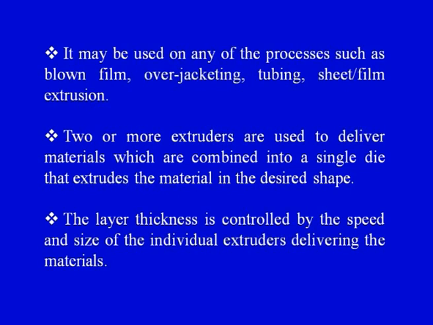In co-extrusion, the base material will have different properties and different functions, and a different material may be chosen for that, and on top of that we have other layers which are co-extruded on the base layer, so that the properties of the top layers are entirely different depending upon the specific requirements for which the extrusion product is being made. Now it may be used on any of the processes such as blown film.